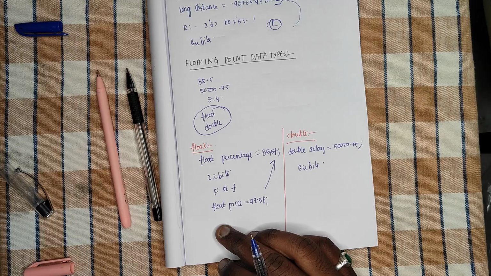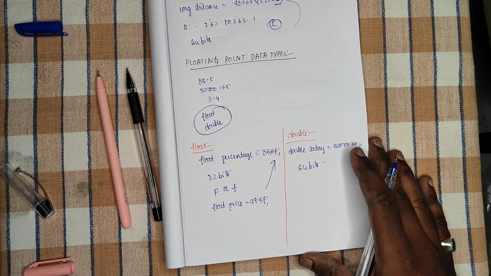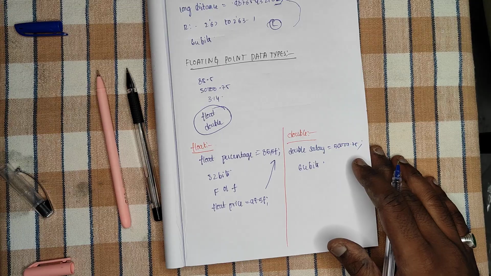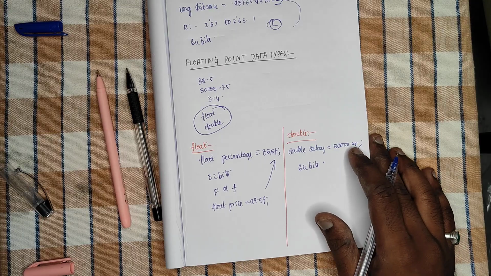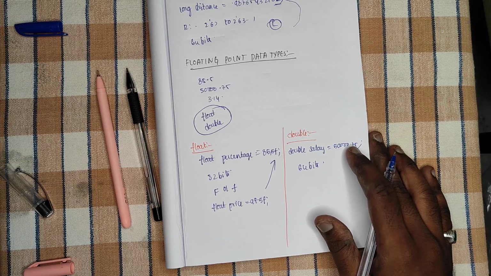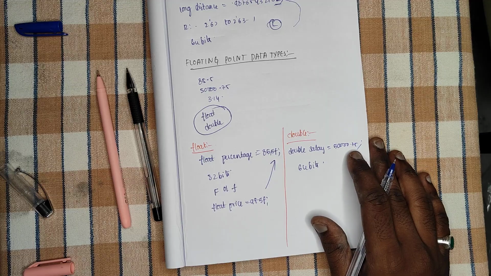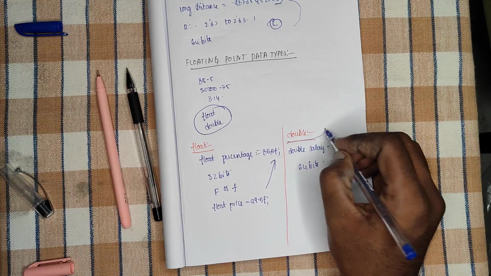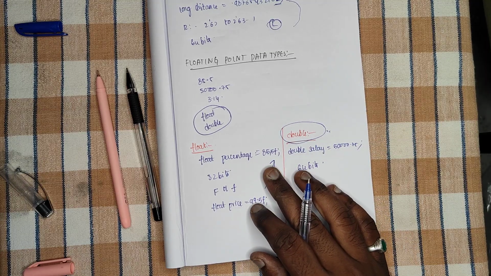As a real life example, if you are calculating bank interest, scientific calculators, engineering measurements, or percentages, you may need decimal values. Therefore, you can use float or double. For most general decimal calculations, double is commonly preferred.